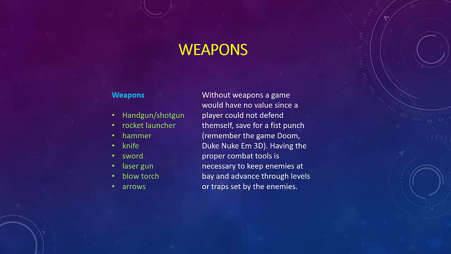Weapons. Some of the weapons I've listed here are handgun, shotgun, rocket launcher, hammer, knife, sword, laser gun, blowtorch, arrow. Without weapons, a game would have no value since a player could not defend himself, save for a fist punch, if you remember the game Doom or Duke Nukem 3D, which was common with those. Having the proper combat tools is necessary to keep enemies at bay and advance through levels or traps set by the enemies.